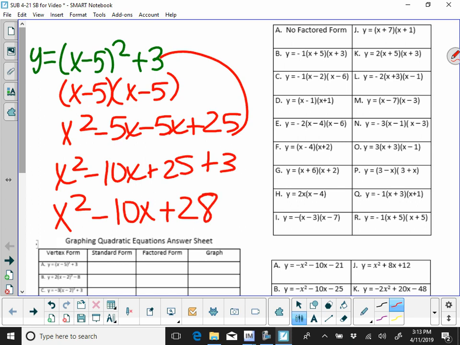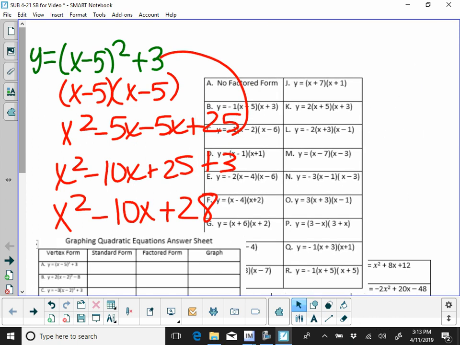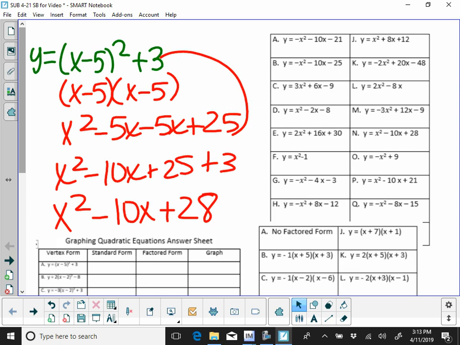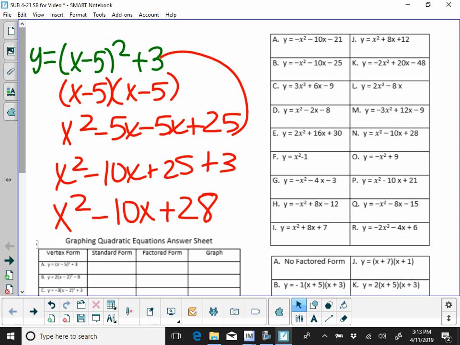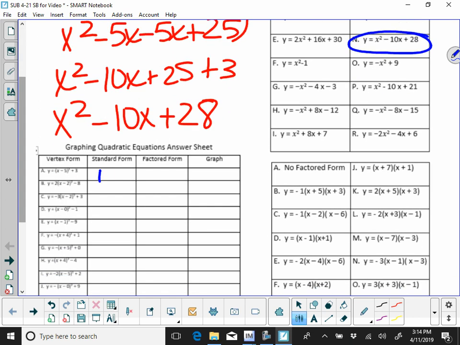So then what you would do is you would look over here onto the standard form ones that you have, which are going to be down here for me. Switch these real quick. Okay, and you are looking for something that looks like x squared minus 10x plus 28. You will find that right here at letter N. Okay, so on your answer sheet, you're going right here, and you're going to just write the letter N for standard form of letter A vertex form.